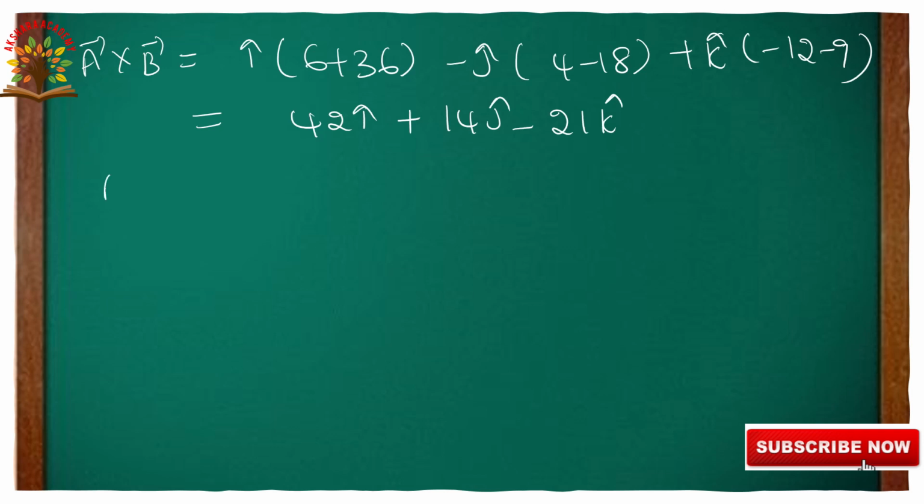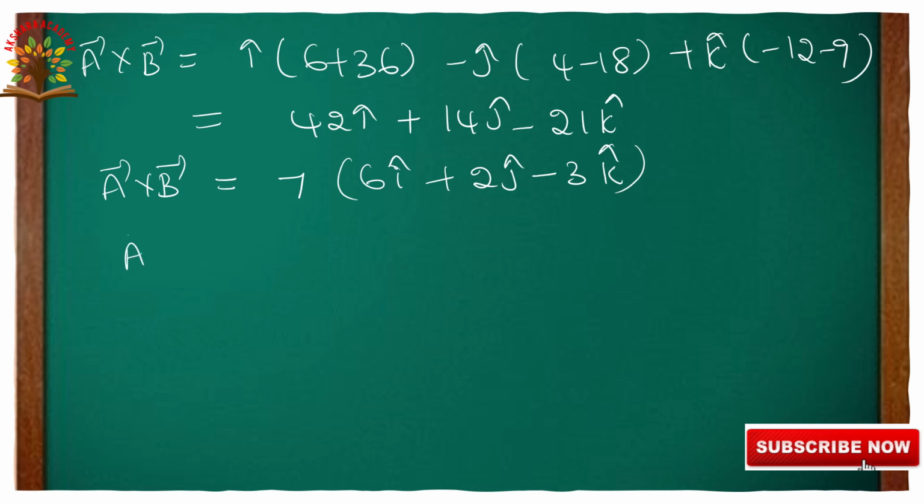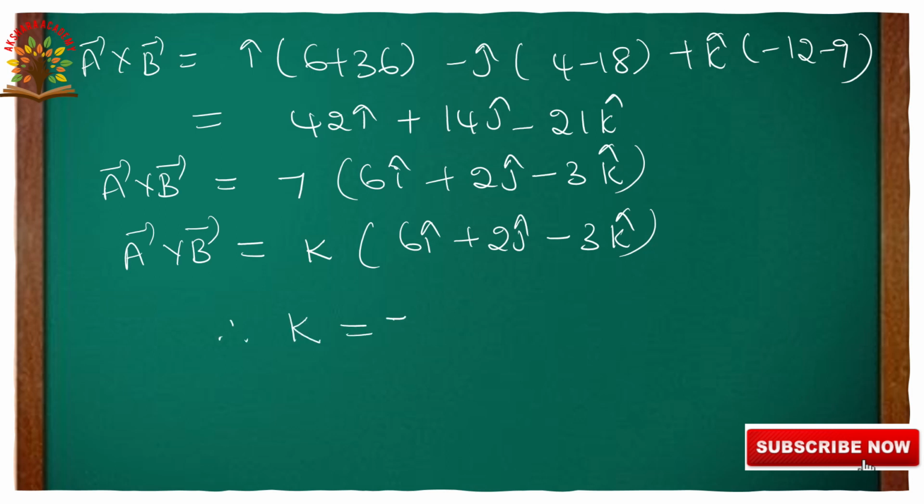So a bar cross b bar is equal to, taking 7 as a common, 7 6s are 42 i bar, 7 2s are 14 j, minus 7 3s are 21 k, taking 7 as a common. Now we are comparing this a bar cross b bar with the given k of 6 i cap plus 2 j cap minus 3 k cap. Comparing these two, we get the value of k is equal to 7. So the final answer is the value of k is equal to 7.